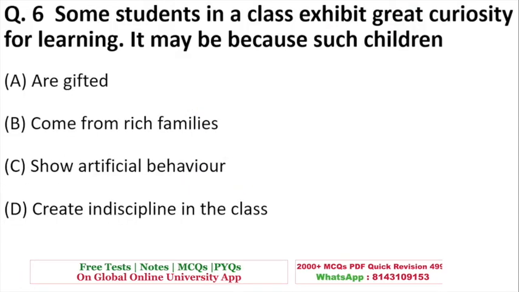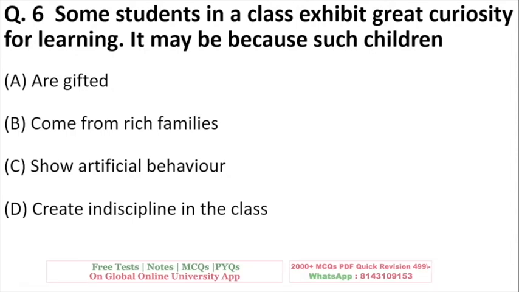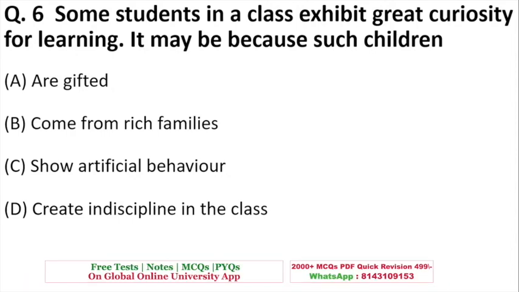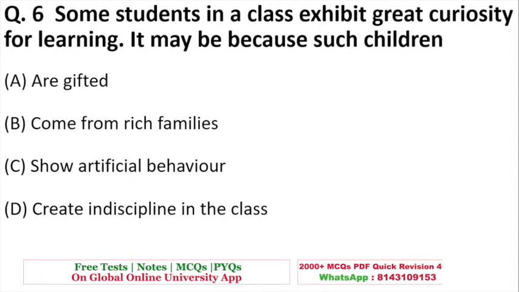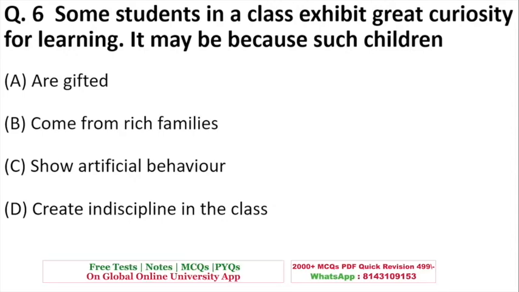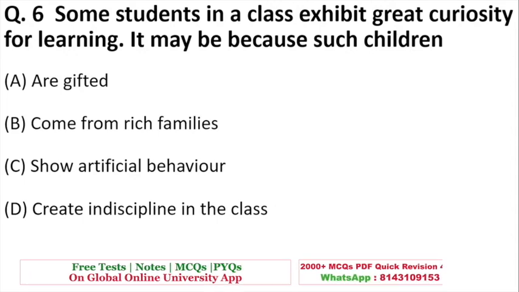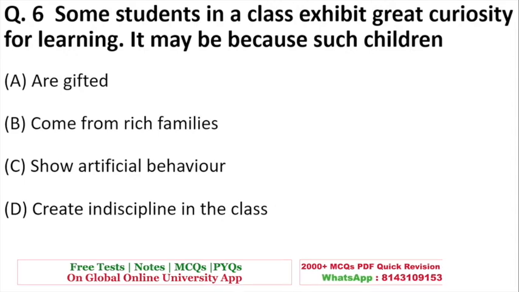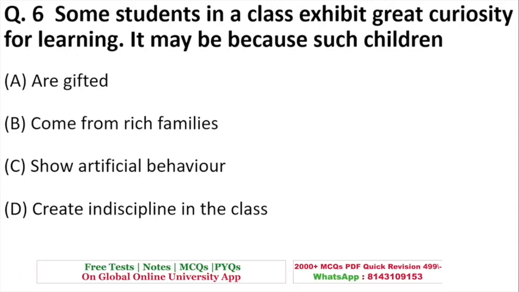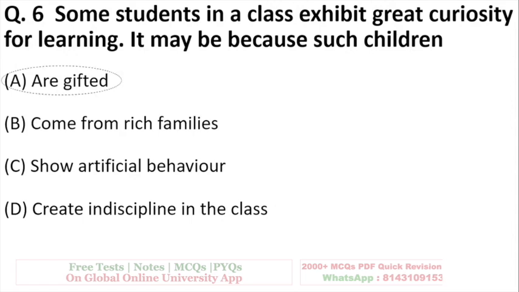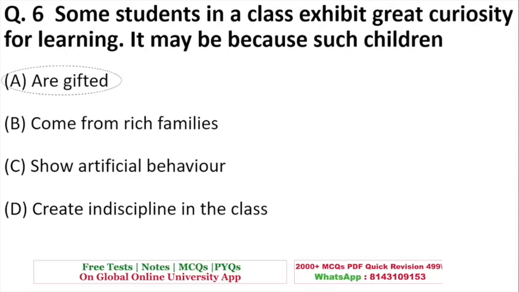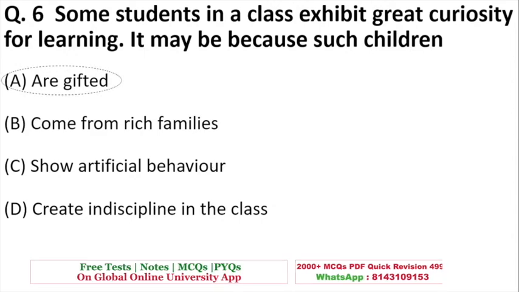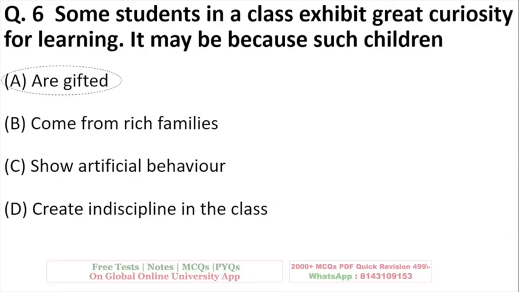Some students in a class exhibit great curiosity for learning. It may be because such children are gifted, come from rich families, show artificial behavior, or create indiscipline in the class. So some students are very curious to know about things, they keep on asking questions to the teacher. So it is because such children are gifted. This curiosity has come to them naturally. They are eager to learn new things. So hence that is the right answer.